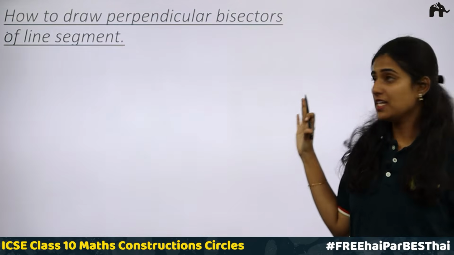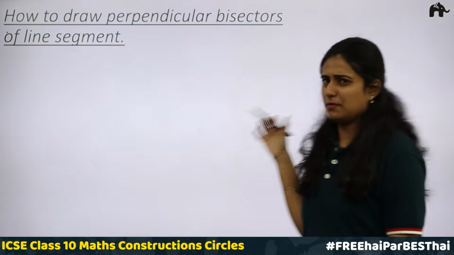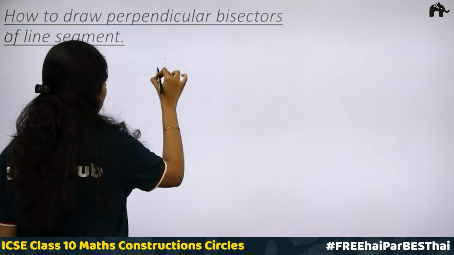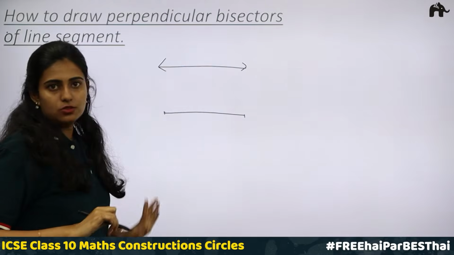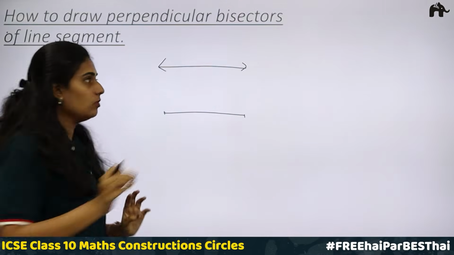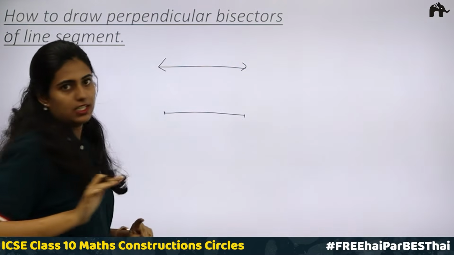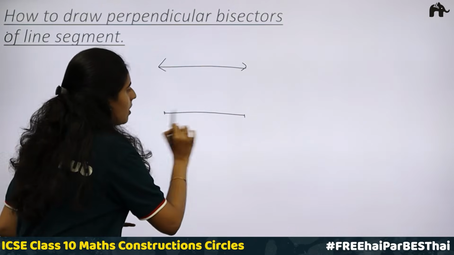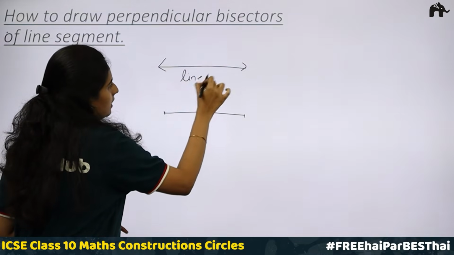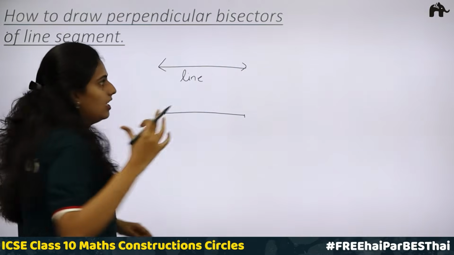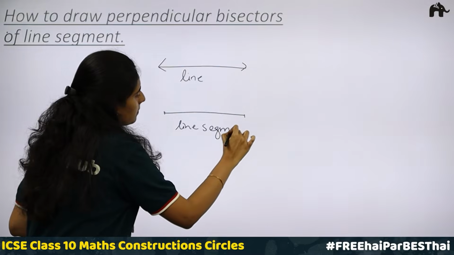First, we need to know a few basic things before going deep into this chapter. How to draw perpendicular bisectors of a line segment. What is a line segment? So, here I have drawn two lines. Which is a line segment and which is a line? Here, this means the line is extending to infinity. And here, we have boundaries, from here to here. So, this is a line that is extending on both sides to infinity. We don't have any limits. When a limit comes, it becomes a line segment.